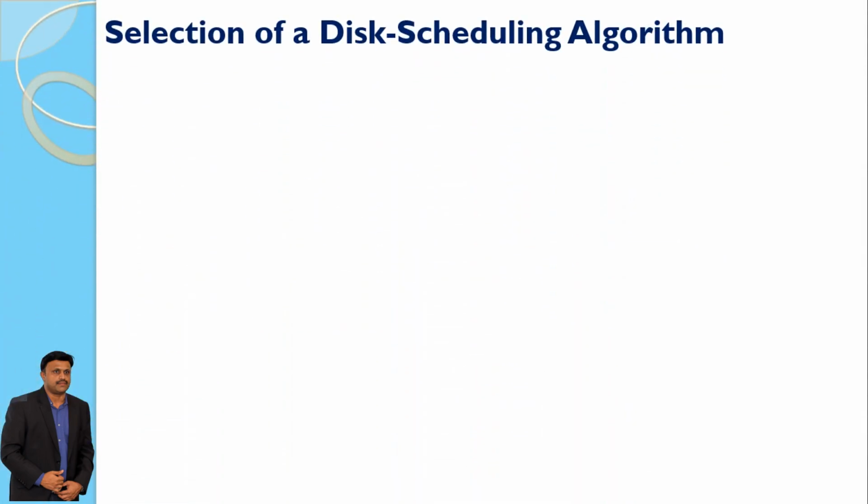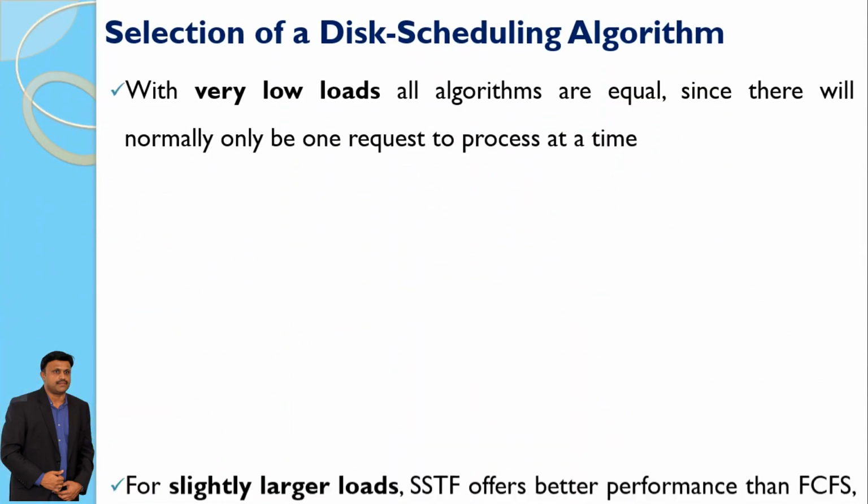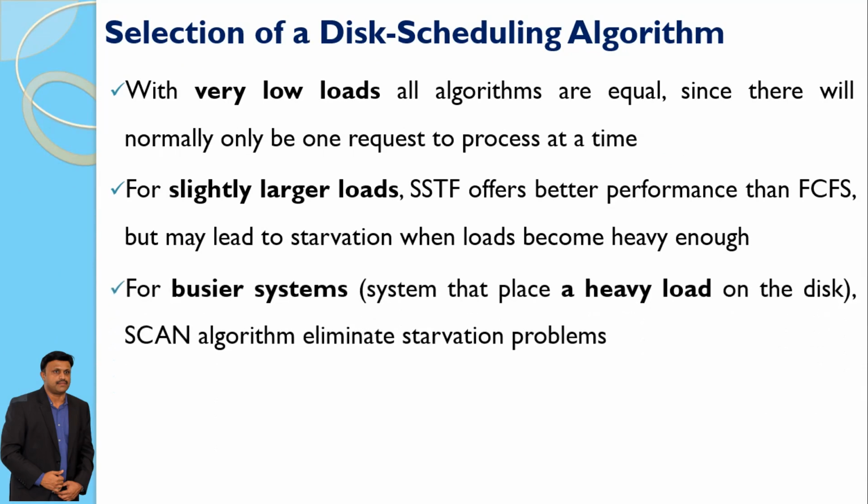When selecting a disk scheduling algorithm, it's important to consider the system load. With very low loads, all algorithms perform equally well. For slightly larger loads, SSTF offers better performance but may lead to starvation. For busier systems, the scan algorithm helps eliminate starvation issues.